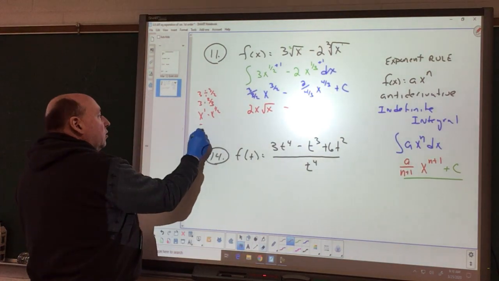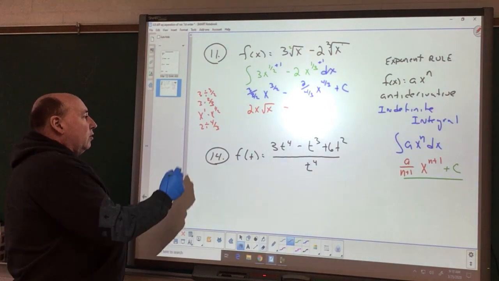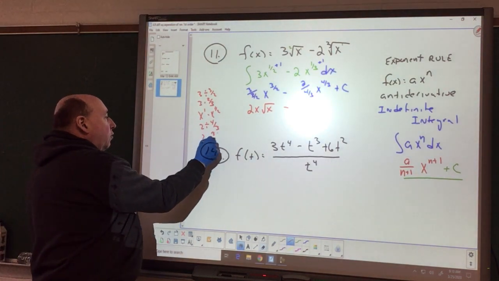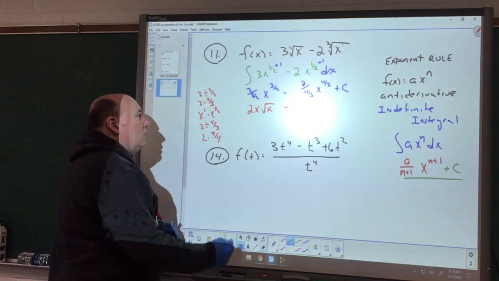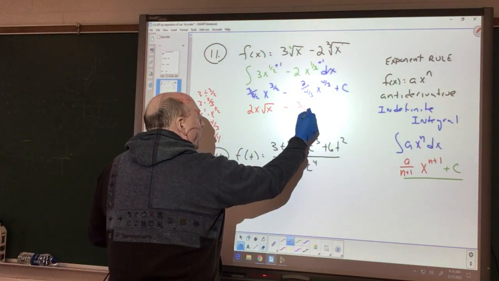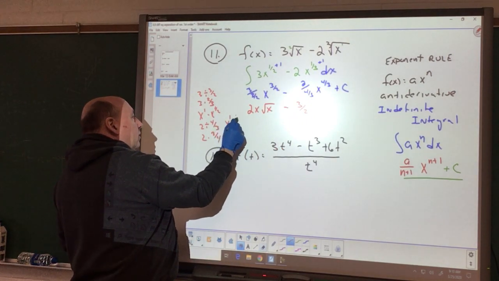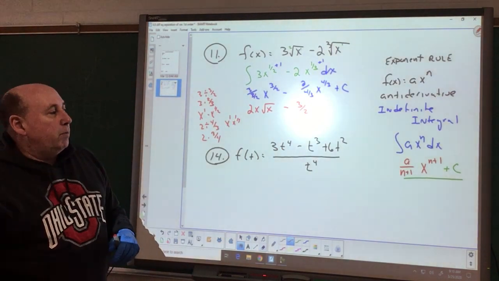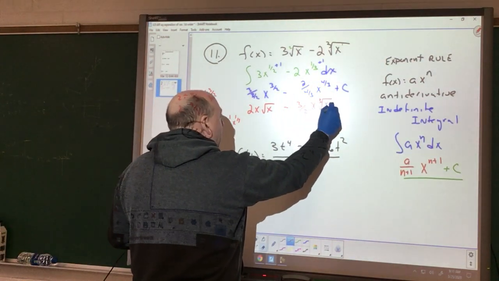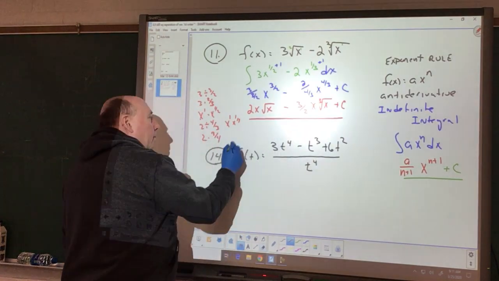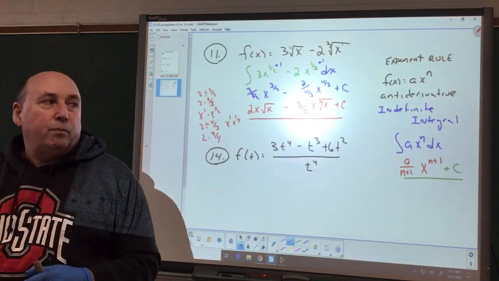minus, let's see, 2 divided by 4/3, which is 2 times 3/4. The 2 and the 4 will cancel to give me 3/2 here. This will be x to the 1, x to the 1/3, x to the 1 1/3 power. So we have x cube root of x plus c. Once again, today what we'll do is determine what that value of c is.